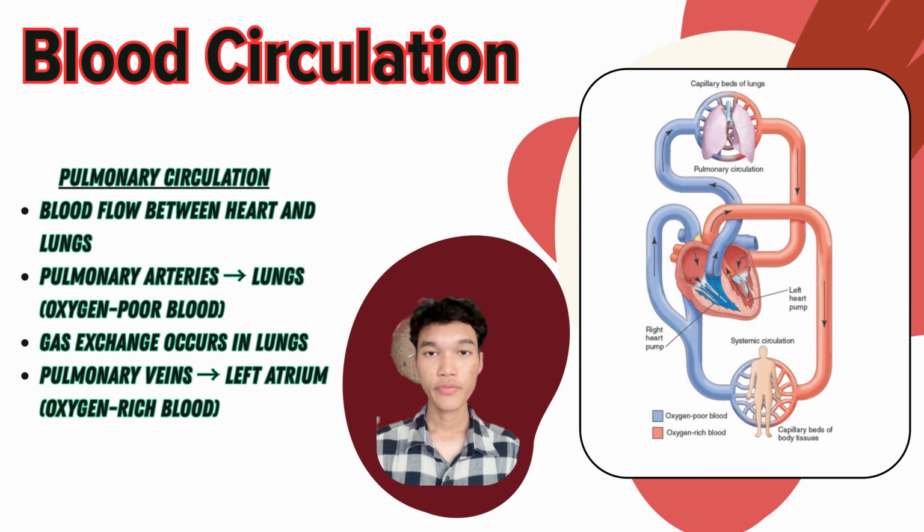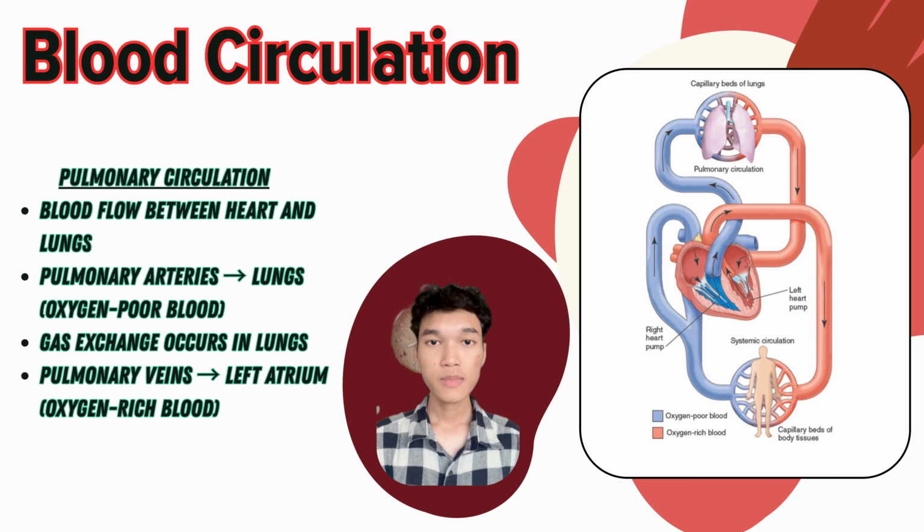Pulmonary circulation refers to the movement of the blood between the heart and the lung. In this process, oxygen-poor blood leaves the right side of the heart, and it is pumped through the pulmonary artery. This artery carries the blood to the lung, where gas exchange takes place. During gas exchange, the carbon dioxide is released from the blood and oxygen is absorbed into the blood.